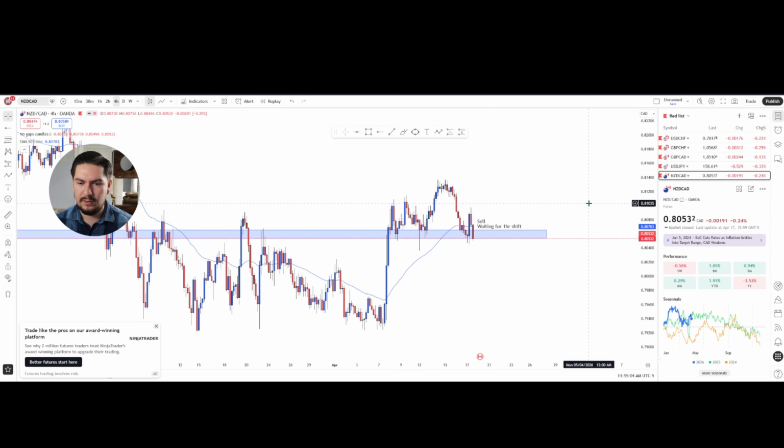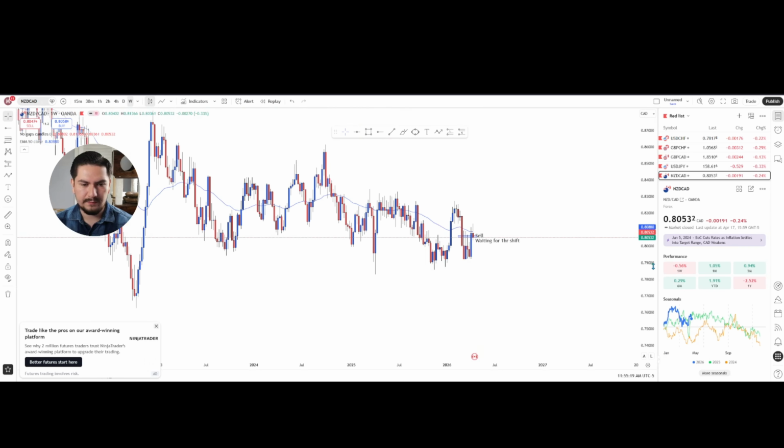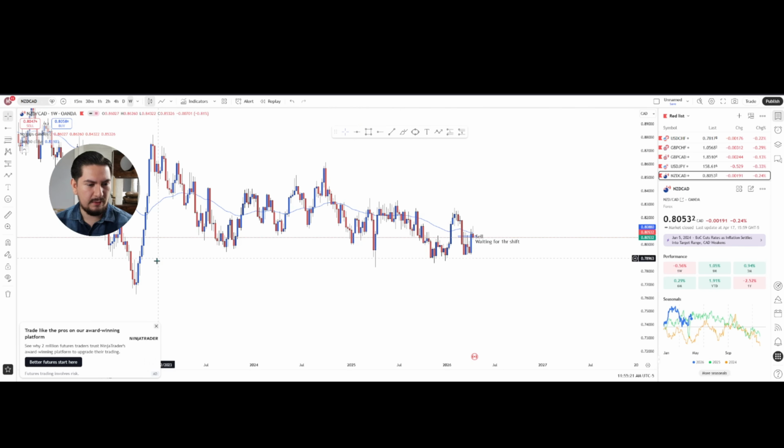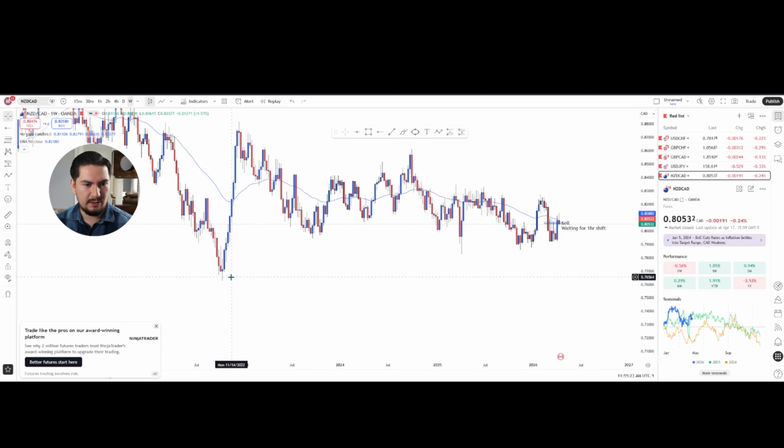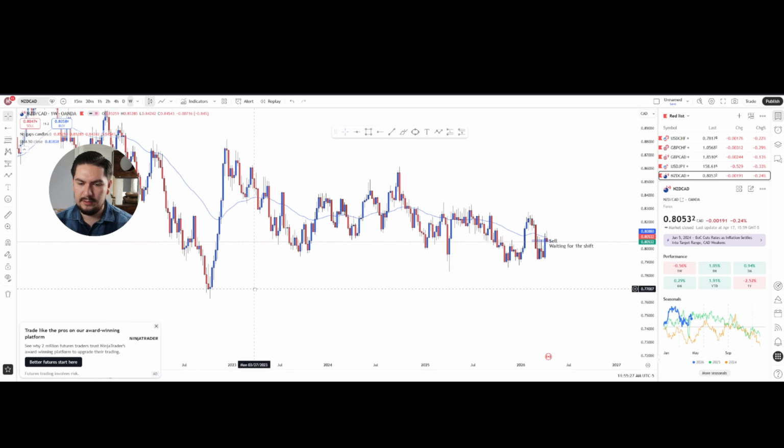And then the last one, NZD CAD. This one I'm waiting for a 1-hour shift. This is also a different type of trade. So for this one, we do have the week as bullish, but we could see it's bullish all the way over here from 2022 price. So the week has just been going through every single area of interest.